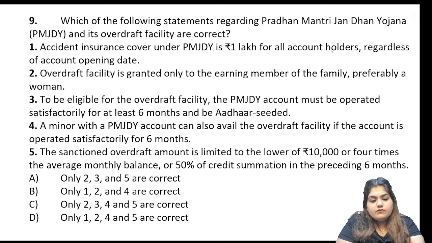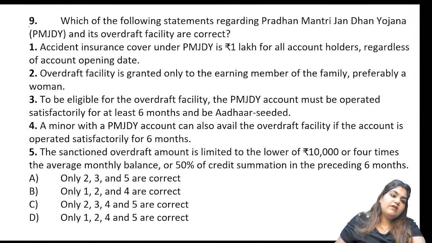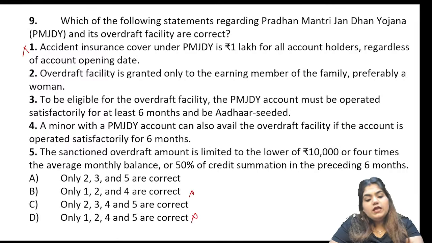Question number 9. See, for accidents, it is 2 lakhs. Statement number 1 is incorrect. The moment 1 gets incorrect, we eliminate B and D. 2, 3 and 5 are common.